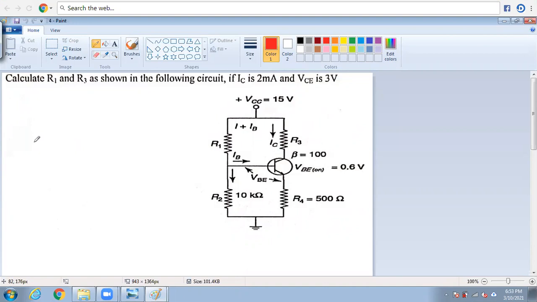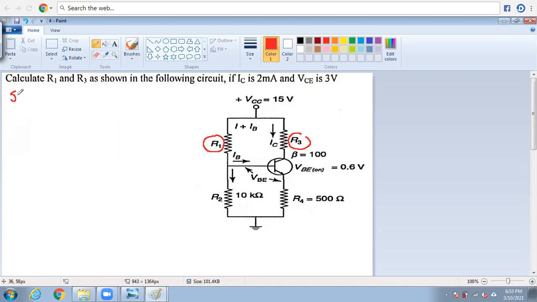I am teaching the course Electronic Devices and Circuits. I would like to discuss problems on transistor biasing. Let's start the problem. Calculate R1 and R3 values as shown in the following circuit diagram, if IC equals 2 milliamperes and VCE is 3 volts.